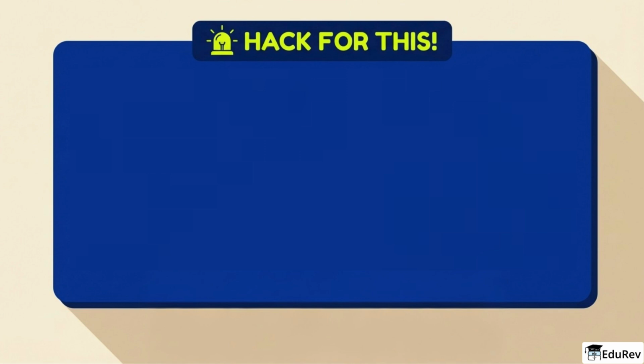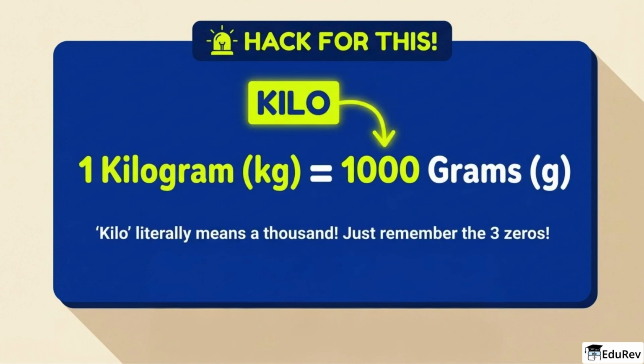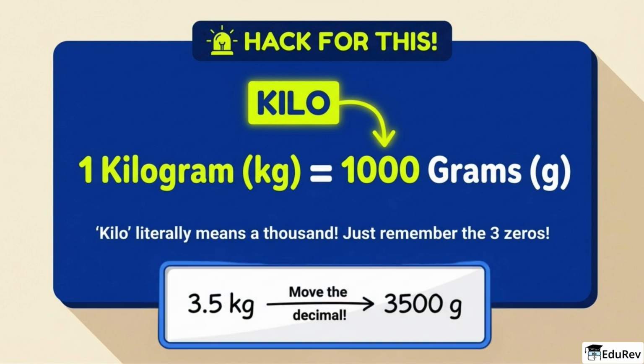Now we come to a very important rule. 1 kilogram is equal to 1000 grams. This means to convert kilograms into grams, multiply by 1000. To convert grams into kilograms, divide by 1000. For example, 3.5 kilograms becomes 3500 grams. If you understand this rule clearly, most conversion questions become easy.